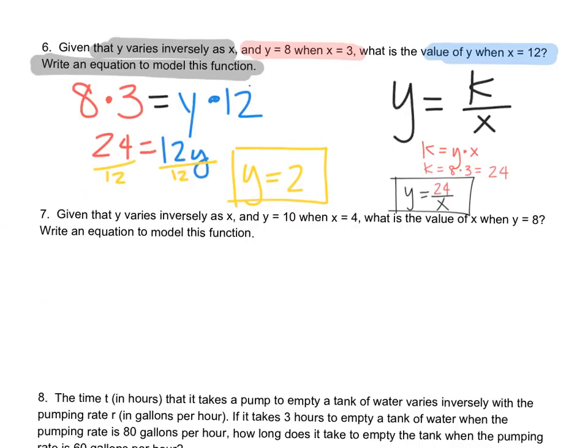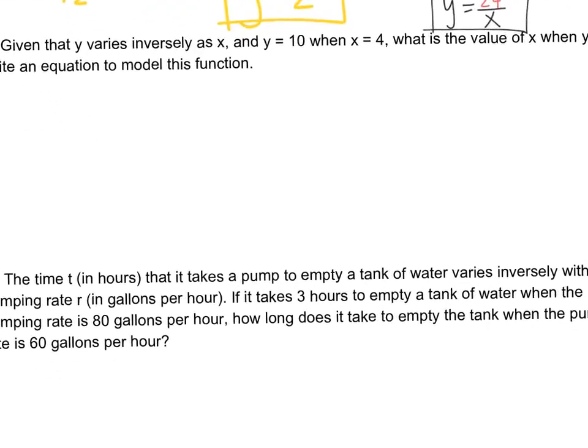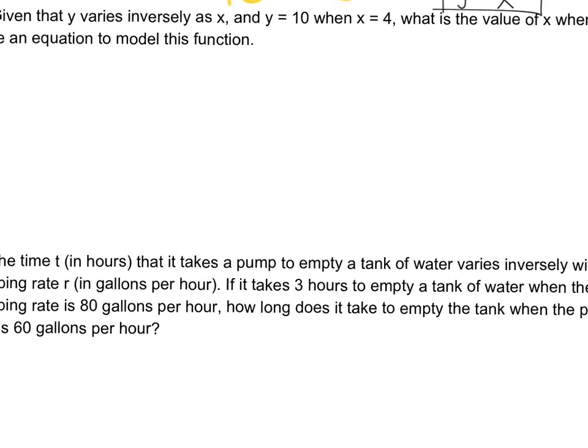Okay, so on question 8, it says the time t in hours it takes a pump to empty a tank of water varies inversely with the pumping rate r in gallons per hour. So I just want to talk about this with you because this is one of those times where it uses the weird variables. There are no x's and y's there. At the very beginning I told you to write y varies blank as x. So we have to interpret that for this problem.